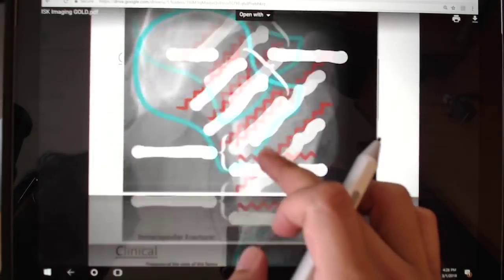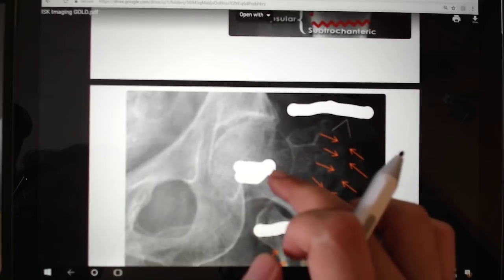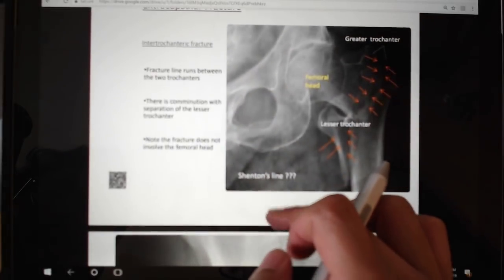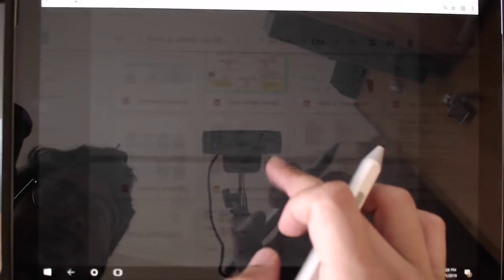Once again, we're switching back into X-rays. X-rays are pretty easy, you don't have to worry about those too much. It's really just the CT scans that are kind of difficult. Where are they?